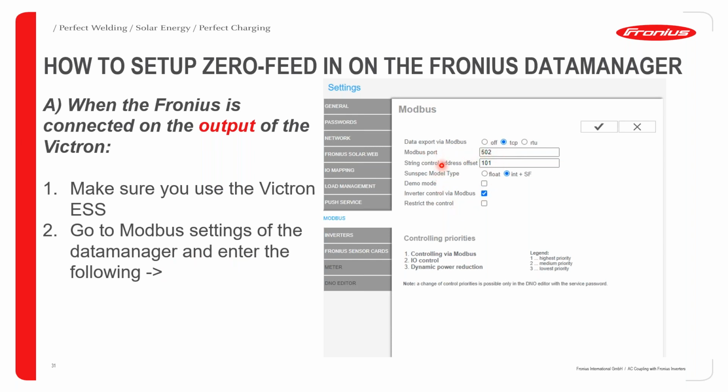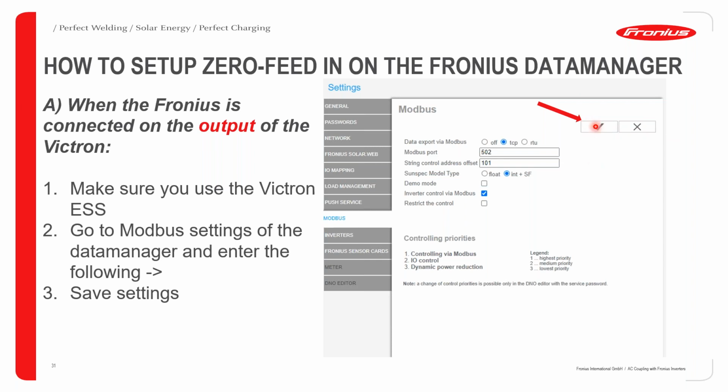For the Modbus port, please enter 502. Then the string control address offset should be set at 101. For the SunSpec model type, it should be set at int plus SF, as can be seen here. The inverter control via Modbus should be activated, or checked. Most importantly, ensure that you save these settings. The settings can be saved by clicking on this icon here.